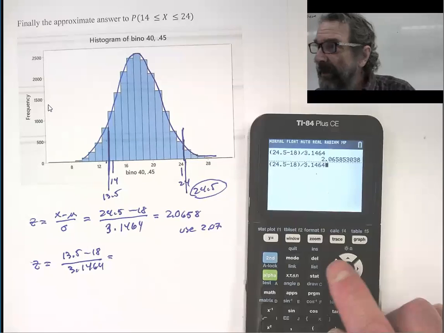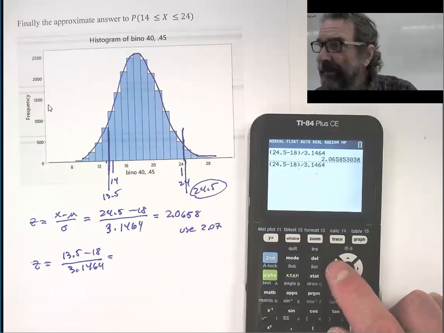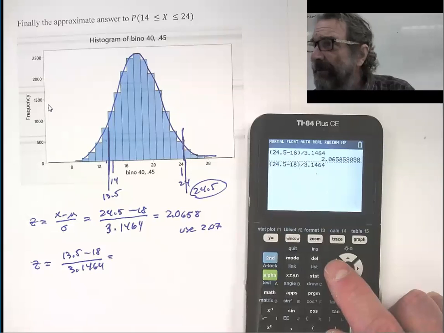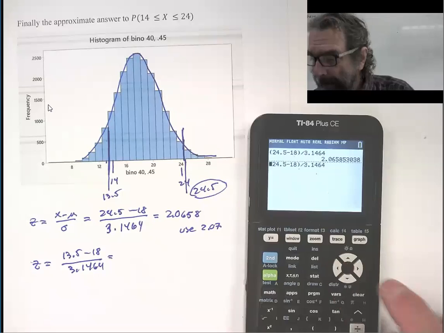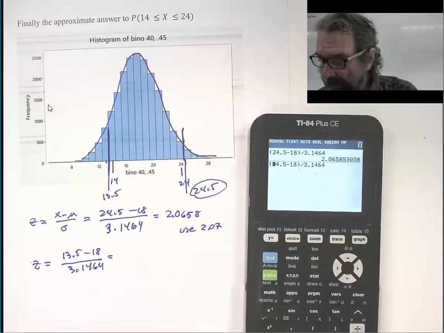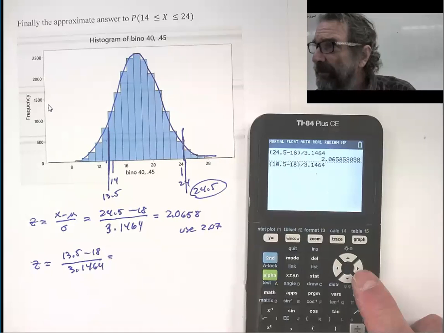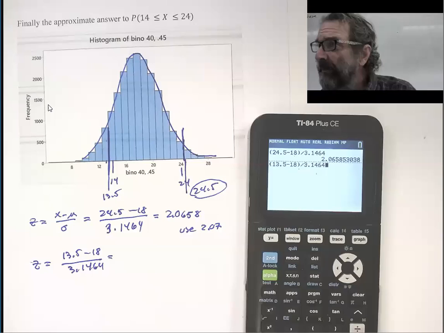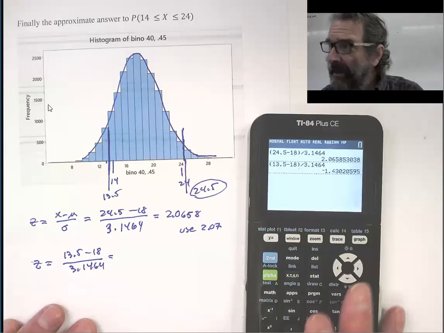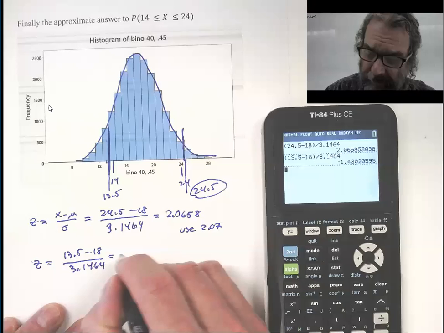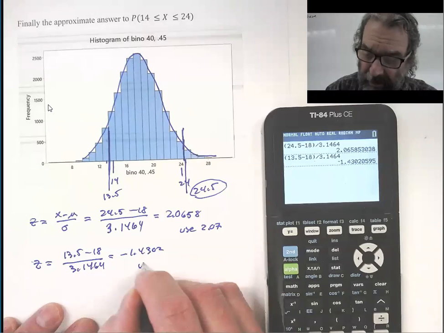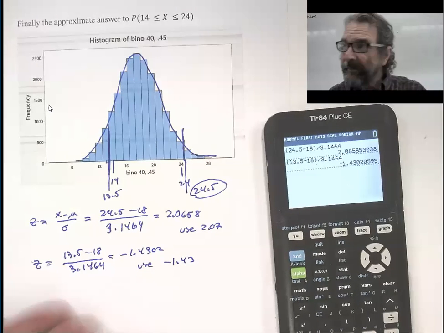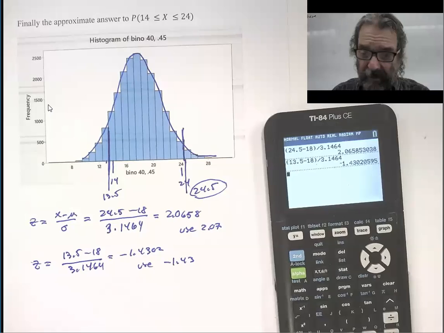I'm going to come back here and replace the 24 with 13, because that was the other side. I have to wait for it. There we go. 13. Okay, let's see what it looks like: 13.5 minus 18. Okay, looks good. Crank it up. It should be negative: negative 1.4302. So we're going to use negative 1.43 because we can only keep two places. And then we're heading over to the tables.